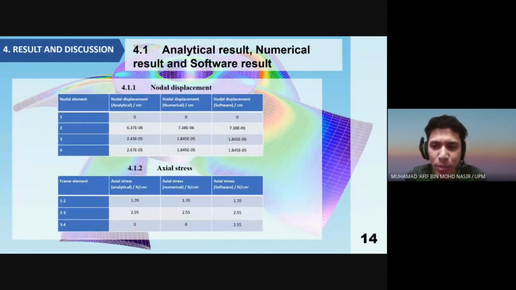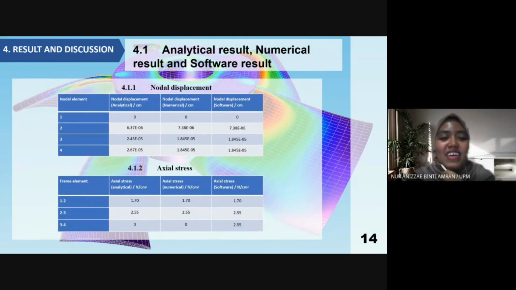Then I will pass to Nur Aniza. Okay, thank you, Muhammad Hafiz. So I will continue with the analytical result, numerical result, and software result for manual calculation, and the comparison between the manual calculation and software output for the result and the discussion.